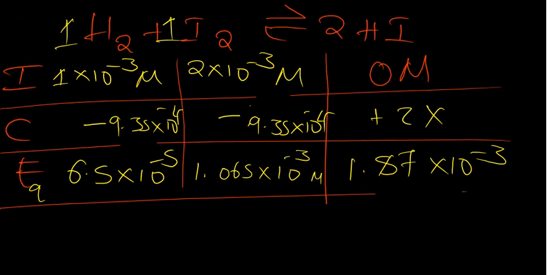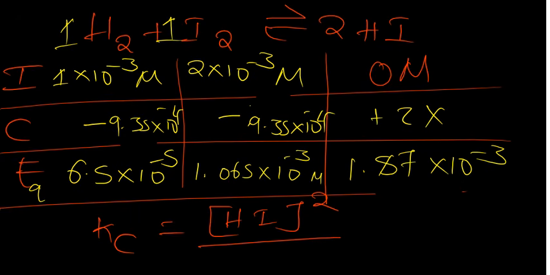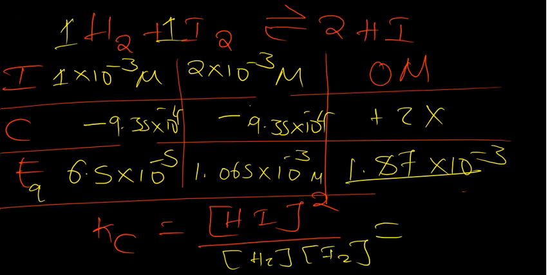So now, ladies and gentlemen, you need to go back to your Kc expression, where you said Kc is dependent on your products, of course raised to a stoichiometric power, divided by what? Divided by the hydrogen and the iodide. So you just substitute the values that you have. This guy, to the power 2, divided by the product of these, and then you'll be able to calculate the value of what? Your Kc.